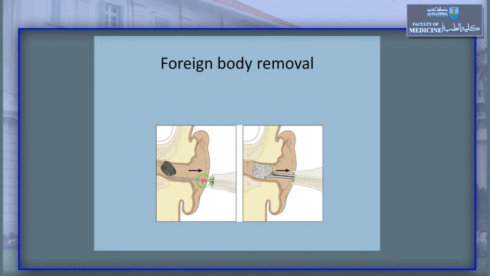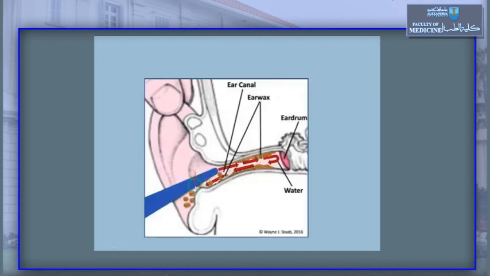Another way to remove a foreign body is to do an ear wash. If the foreign body is small and not impacted, the principle is that for the ear wash, the water will run to the medial part of the canal and then run out, taking in its way out whatever is in the canal. It's used for the small foreign bodies, for the earwax, or for the fungal debris, as we will see later.